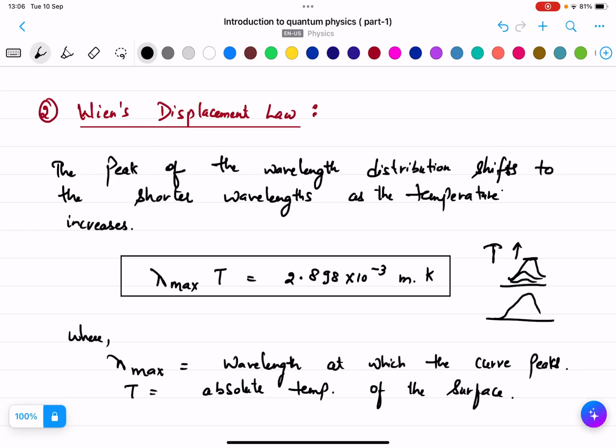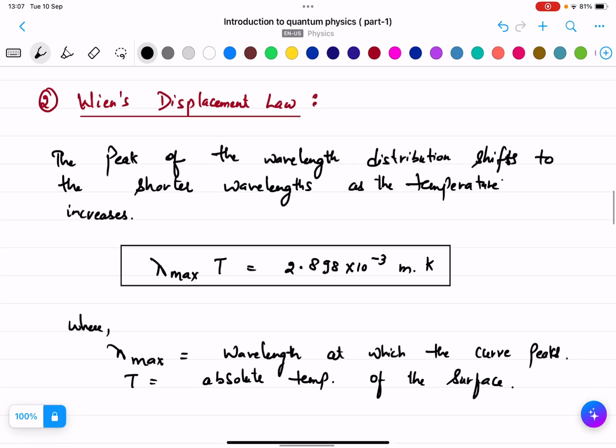Suppose there is a wavelength peak like this, but when we increase the temperature, then this peak will shift to a shorter wavelength. So this is Wien's displacement law. The formula is lambda max T equals 2.89 into 10 to the power minus 3 meter Kelvin.